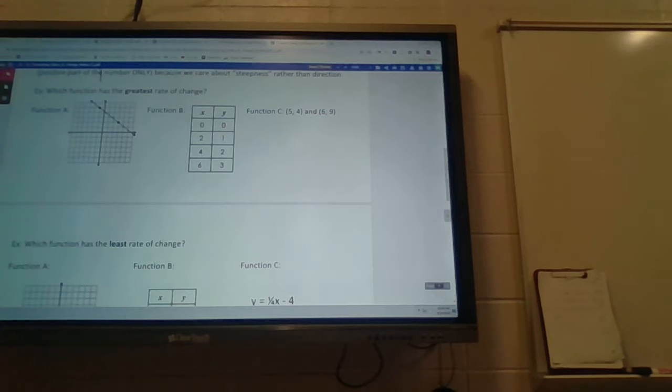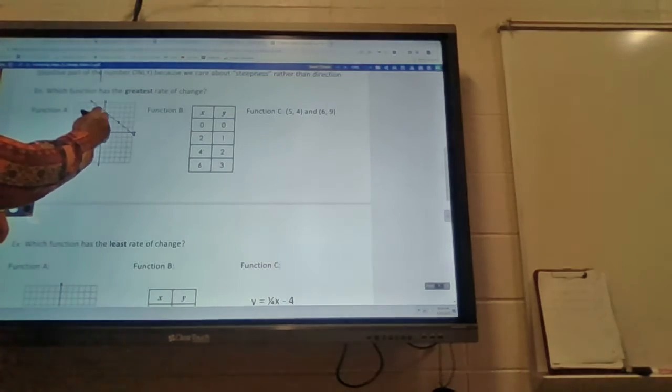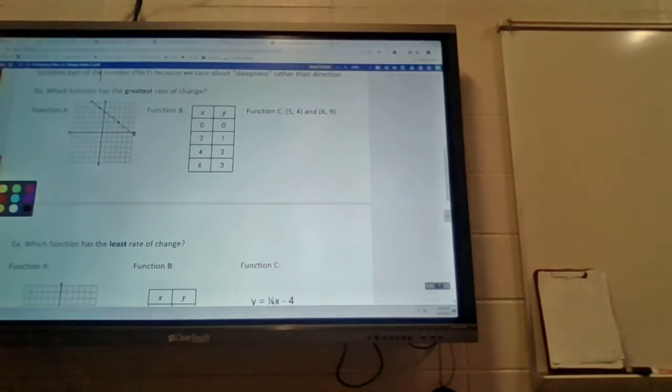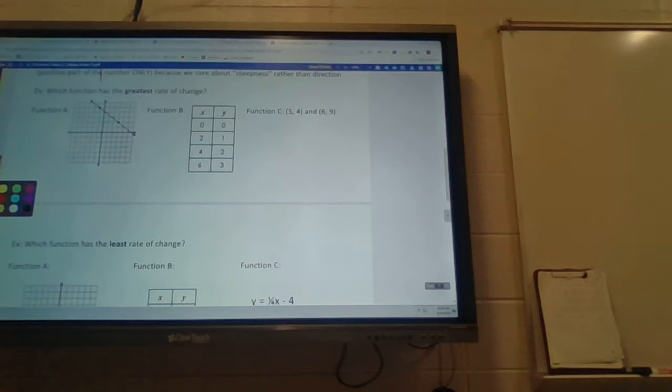So we have 2 functions here. Which one has the greatest rate of change? So first, we need to compute the slope here. And I can tell you this slope is going to be negative. Why? How did I know that slope's going to be negative?